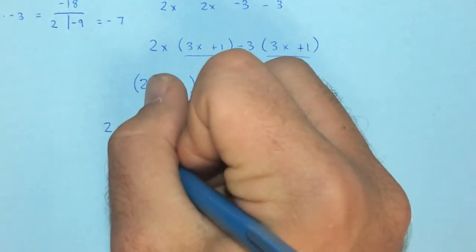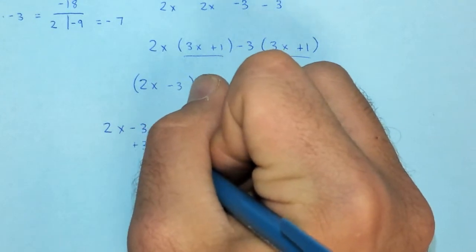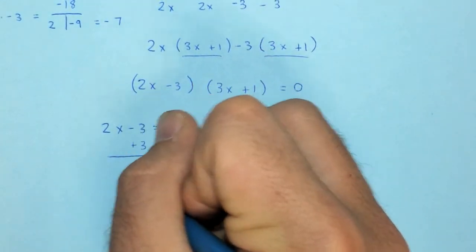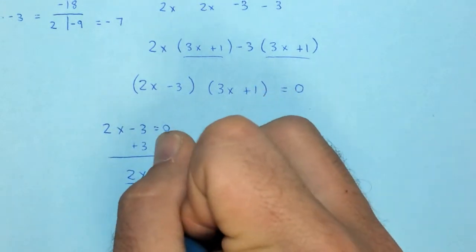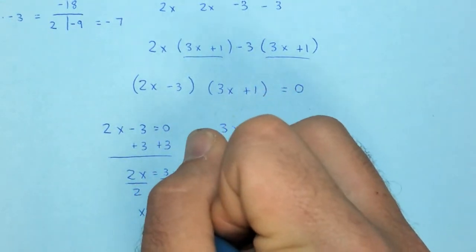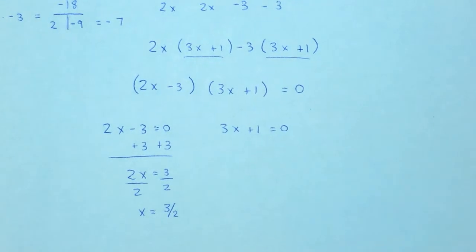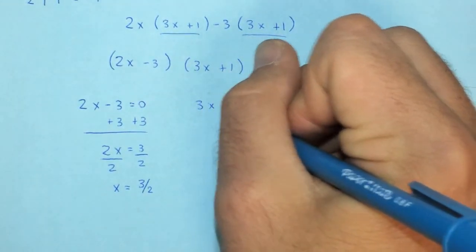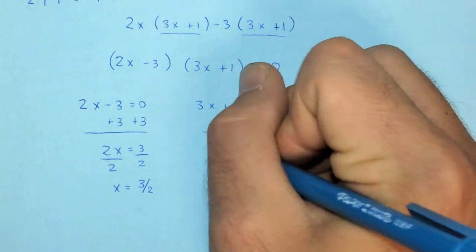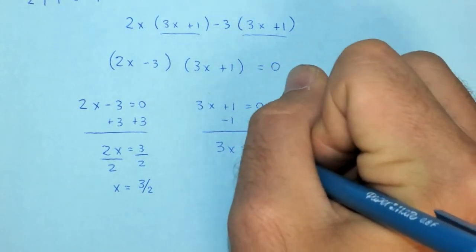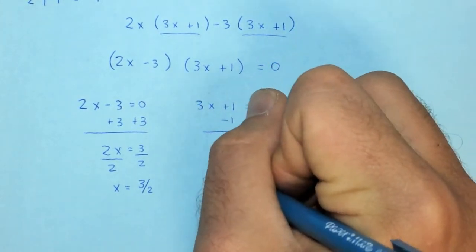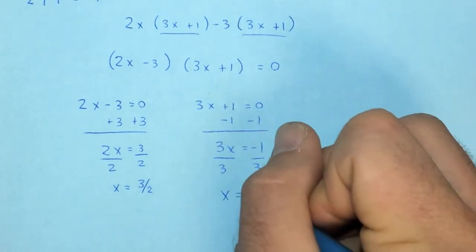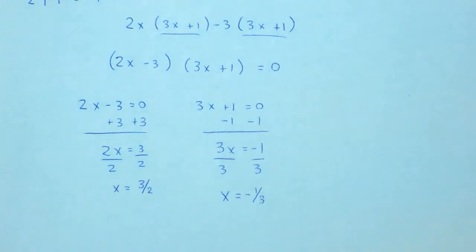So I can move the 3 over, plus 3, plus 3. 2x is equal to 3, so divide by 2, divide by 2. x is equal to 3 over 2. I can do the same thing for the other one. Minus 1, minus 1. 3x is equal to negative 1. Divide by 3. Divide by 3. x is equal to negative 1/3.